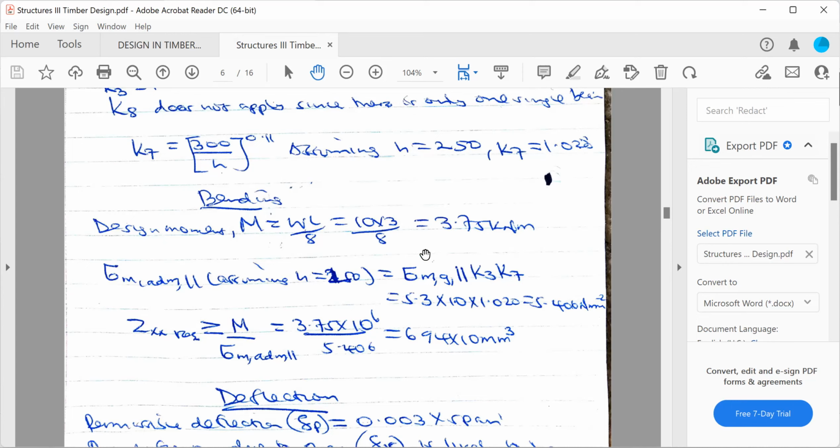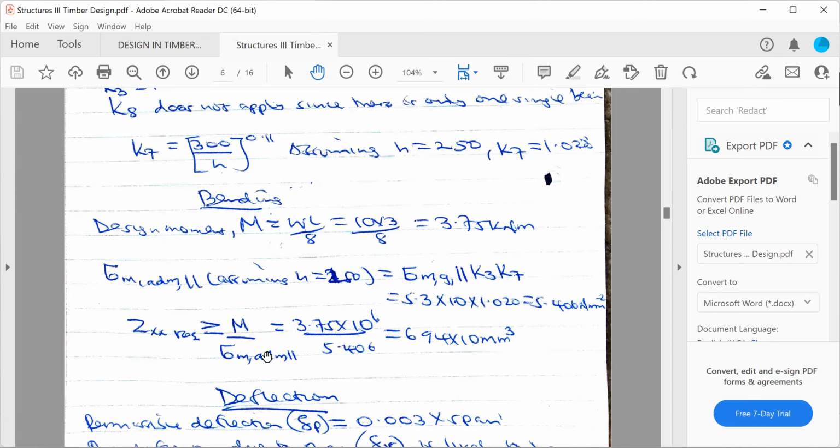So when I substitute 3.75 design moment, we multiply by 10 power 6 to convert it from kilonewton meter to Newton millimeter. Why? Because our permissible bending stress is in terms of Newton per millimeter squared. So for us to have a uniform unit, we have to ensure our moment is in Newton millimeter. To convert kilonewton to Newton, we multiply by 1,000, which is 10 power 3. And also to convert from meter to millimeter, we multiply by 1,000, which is 10 power 3. So the 10 power 3 and 10 power 3 give us 10 power 6.